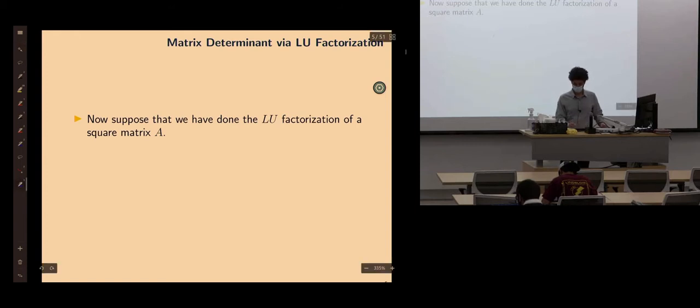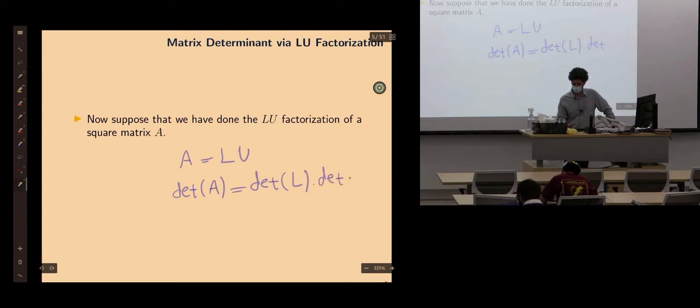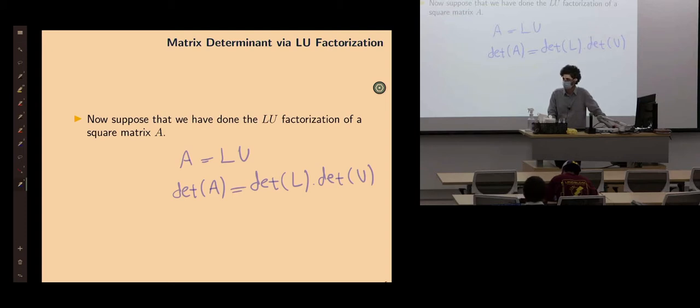I have A, and A is LU. Based on what we just learned, we should be able to write the determinant of A is the determinant of L times the determinant of U, right? Is this interesting or not? It is? You're very excited. Can you give us a reason why you're so excited about this line?